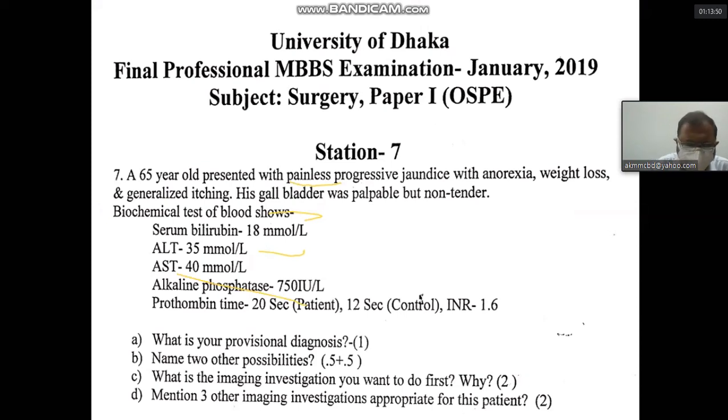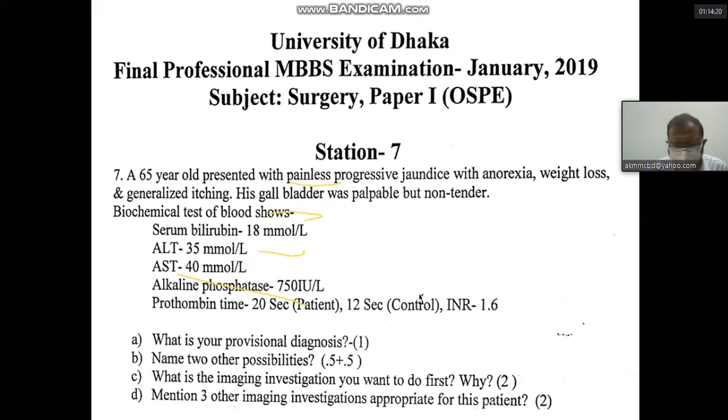So mention 3 other imaging investigations for this patient. The first one you have said, ultrasonogram. Then any other CT imaging scan. CT scan, MRI. CT scan of abdomen. Why MRI? Sir, plain X-ray of abdomen. Why plain X-ray of abdomen? MRCP, sir, MRCP. Okay, CT scan of abdomen.